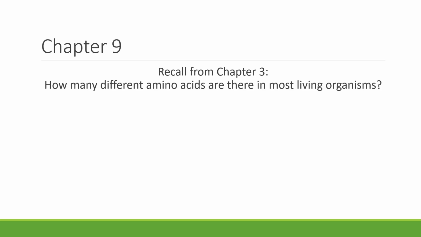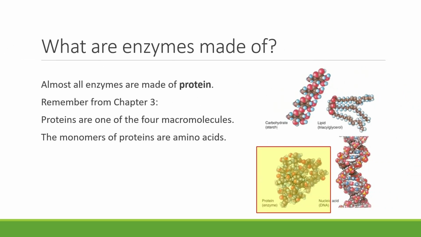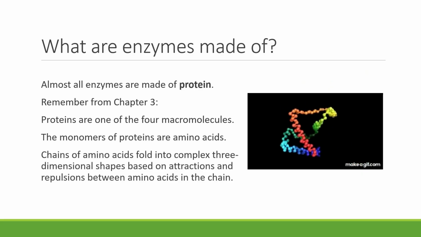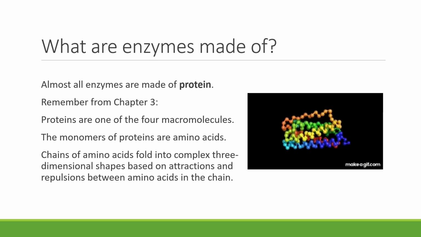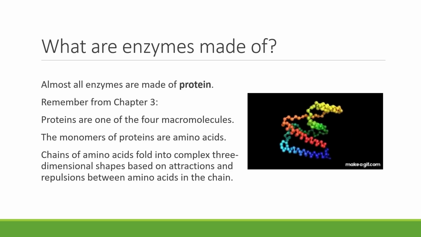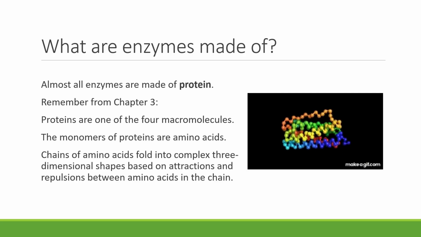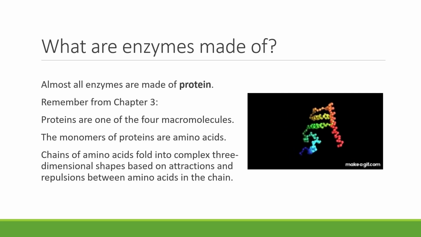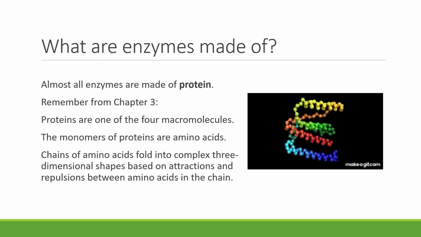So now that you've reminded yourself how many different building blocks there are that make up proteins, your memory may also be triggered about how those amino acids relate to each other to form the protein. The amino acids are linked together in a long chain, and the chain folds into this complex three-dimensional shape based on how the individual amino acids within the chain are attracted to or repelled by each other. And the 3D shape created by the amino acid chain is the enzyme. The way the enzyme functions to facilitate chemical reactions is directly dependent on its physical form.